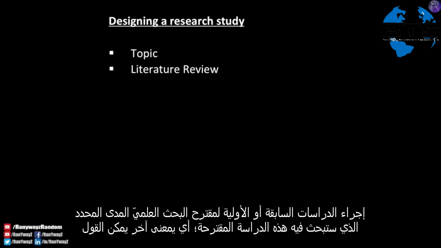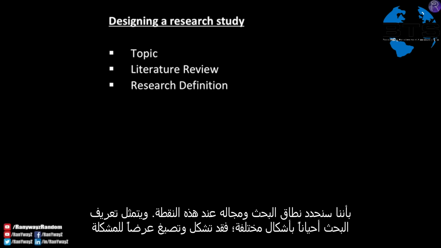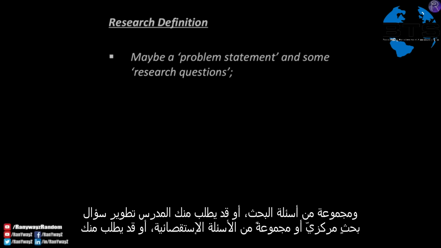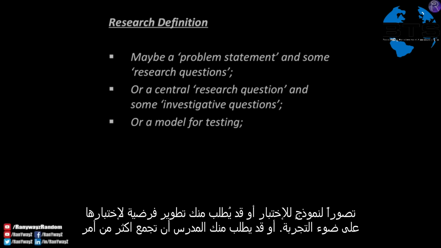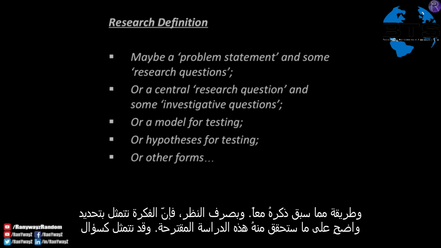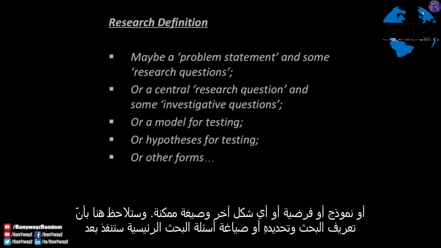After we have conducted our lit review or preliminary lit review for the proposal, we can decide on what specifically this proposed study is going to investigate. In other words, at this point, we are going to define our research study. Research definition can come in different forms. Sometimes it is formulating a problem statement and a bunch of research questions. Or maybe your professor will ask you to develop a central research question and a number of investigative questions. Or maybe you will be asked to conceptualize a model for testing. Or perhaps you will be asked to develop hypotheses so that they can be empirically tested. Or maybe your professor will ask you to do a combination of the things that I just mentioned. But regardless, the idea is to clearly define what this proposed study is going to investigate, be it in the form of questions or hypotheses or models or any other way, shape, or form.